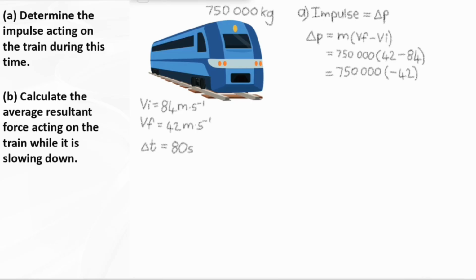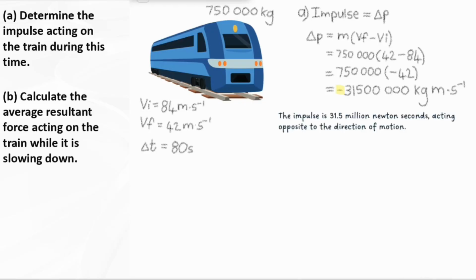What you have to do next is multiply this value, negative 42, by 750,000. You will get an answer of negative 31,500,000. And remember the unit, kilograms meters per second. I want you to take a look at the negative sign over here. The negative sign tells us the momentum decreases. So the impulse is 31.5 million newton seconds, acting opposite to the direction of motion. I'm going to round it to two significant figures. So then it will become 3.2 multiplied by 10 to the power of 7 newton seconds.